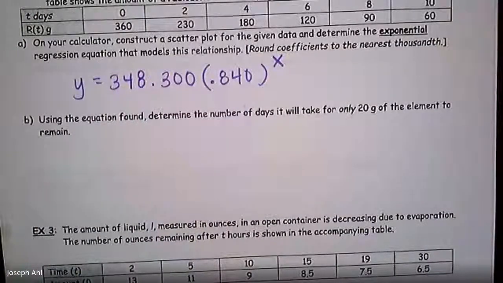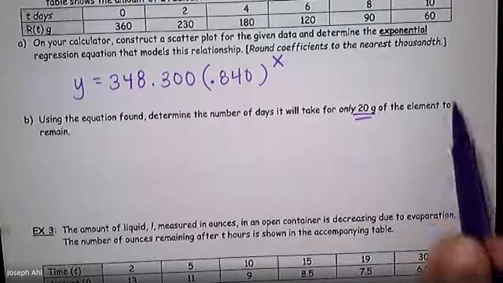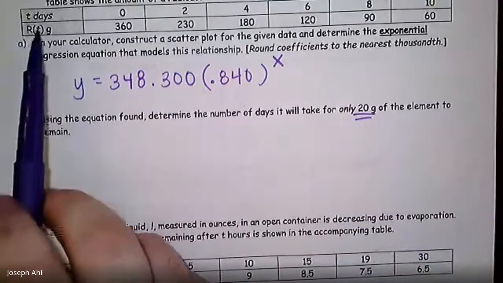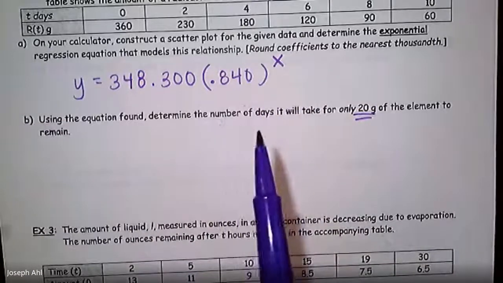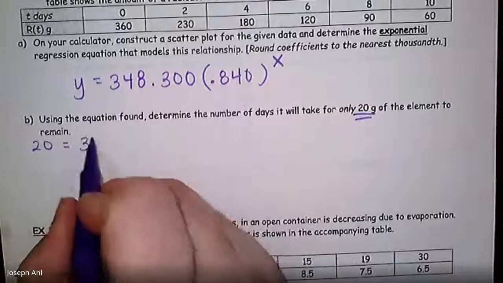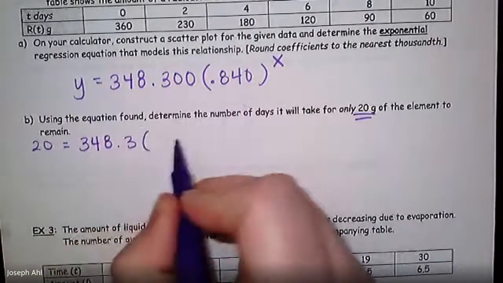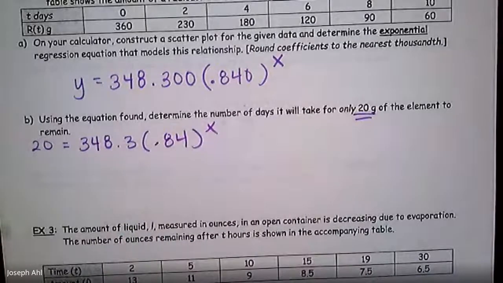Part B, using this equation, determine the number of days it will take for only 20 grams to remain. So 20 grams, that's going to be, according to the table, a Y value. We're looking for number of days, which is an X value. So we've got to plug in 20 for Y, and then we've got to solve for X. Okay. You can do this algebraically. You can do it graphically. I think graphically is going to be pretty easy for you guys. So I'm going to let you try that one on your own.